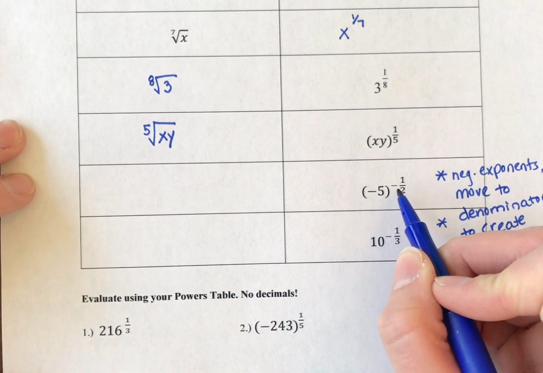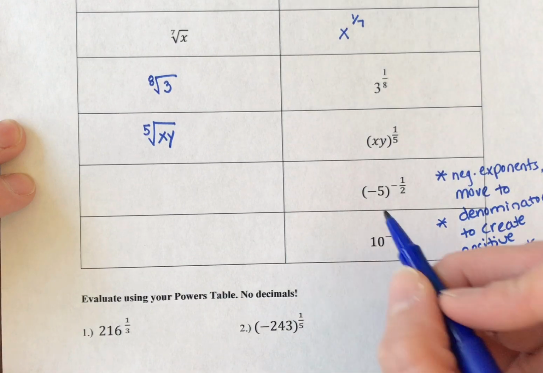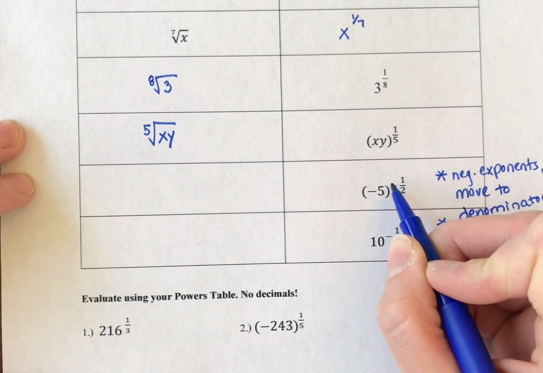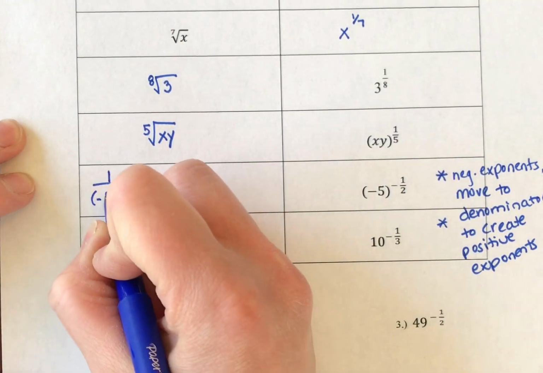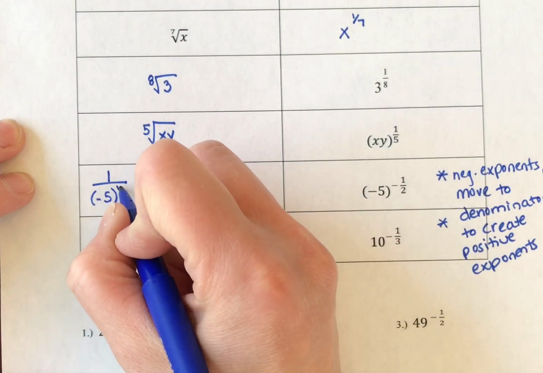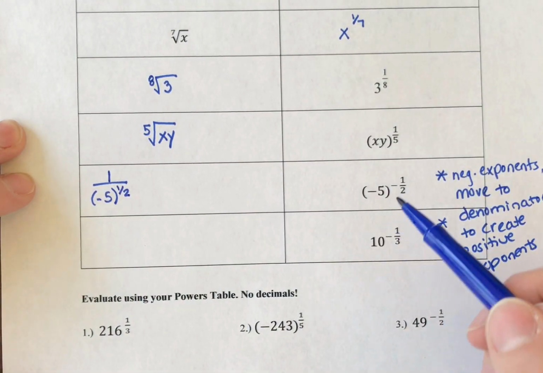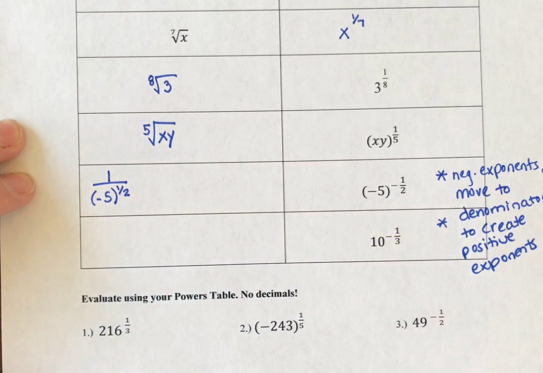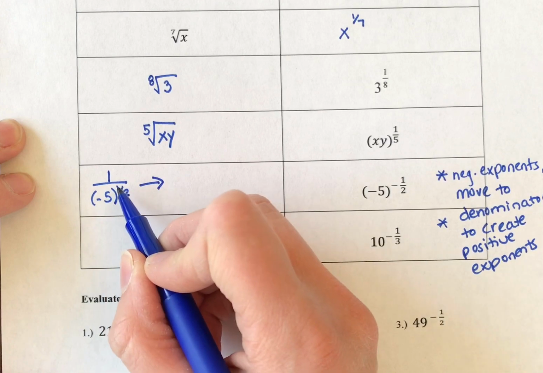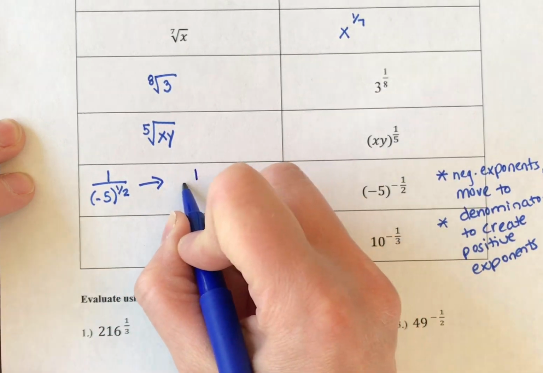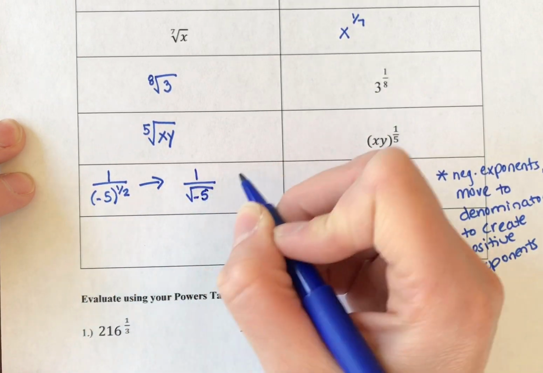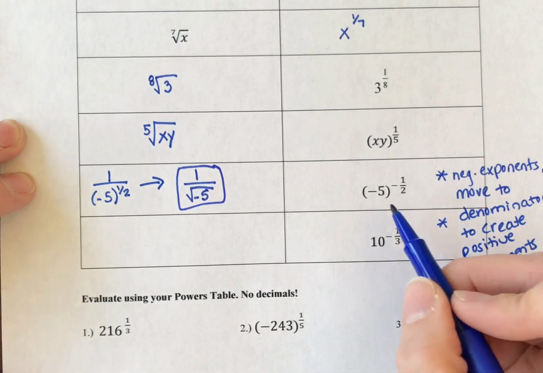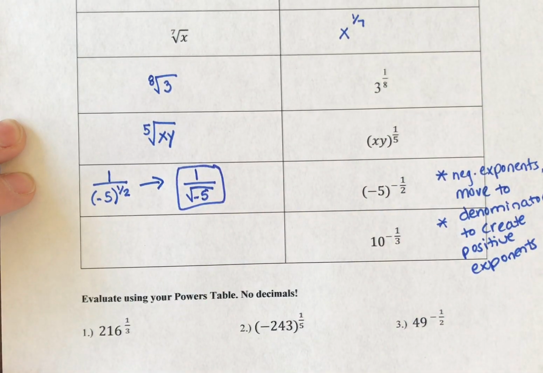So if I was going to take -5 to the -1/2 power, well, what that means is I don't want that 1/2 to be negative anymore. So I'm going to first start by making this 1 over, now -5 stays the same, but 1/2 will now be positive. So I've moved this term to the denominator and the exponent is now positive. Now for my final answer, I want to rewrite -5 to the 1/2 power. Well, that's 1 over, my root is 2, so this is the square root of -5. And that is -5 to the -1/2 power.